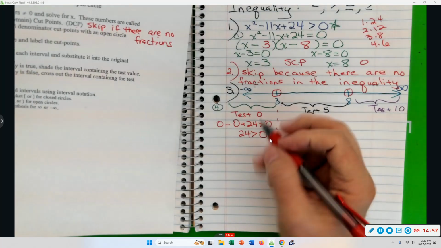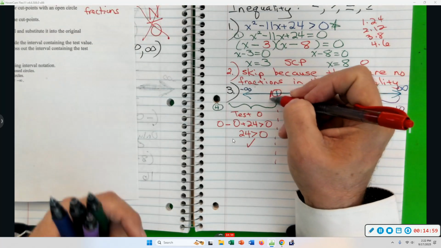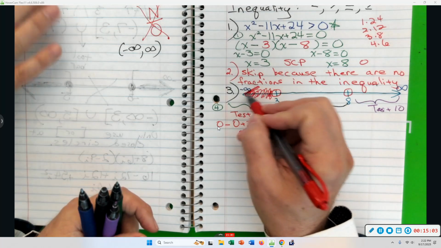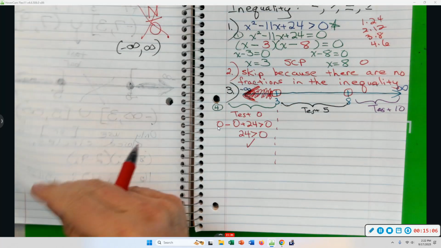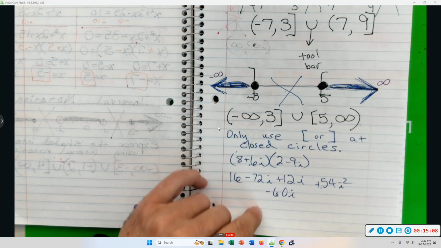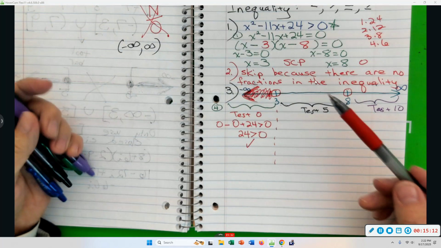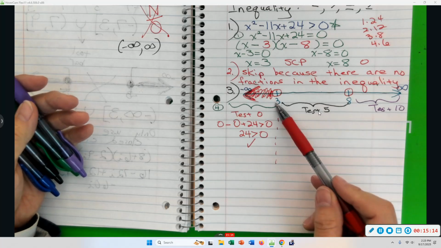If the inequality is true, shade the interval containing the test value. So this is a true statement, so we're going to shade it. It's really starting to look sort of like that last example we were doing. Y'all remember this stuff we were doing here?